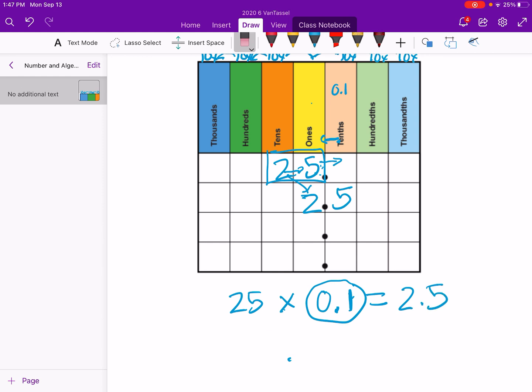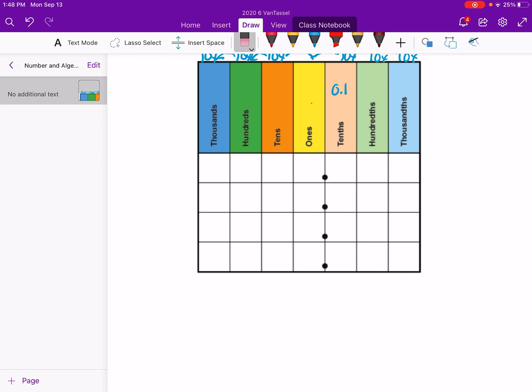And again, if you didn't have the place value chart here, you could just think of it as 25 and the decimal right here, just like it is up here. And this number is going to get smaller because you're multiplying it by a tenth. It'd move over here, and that's why we have 2.5.